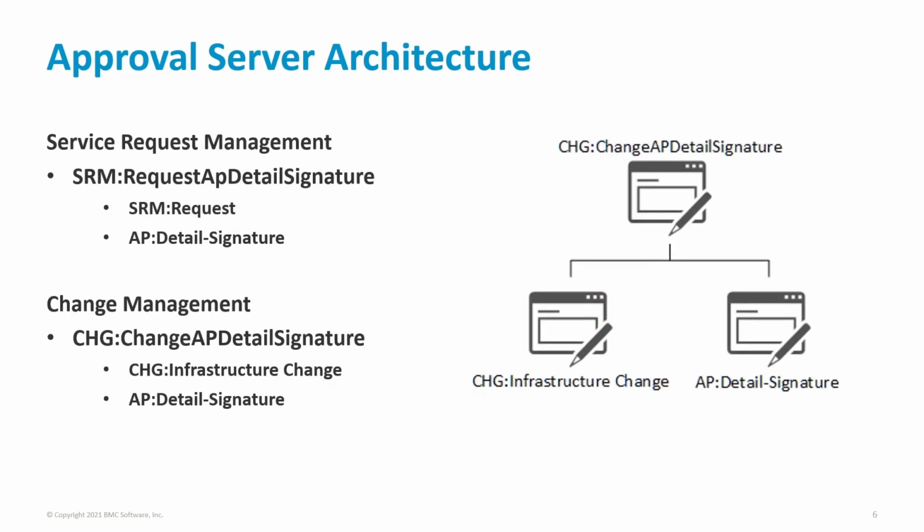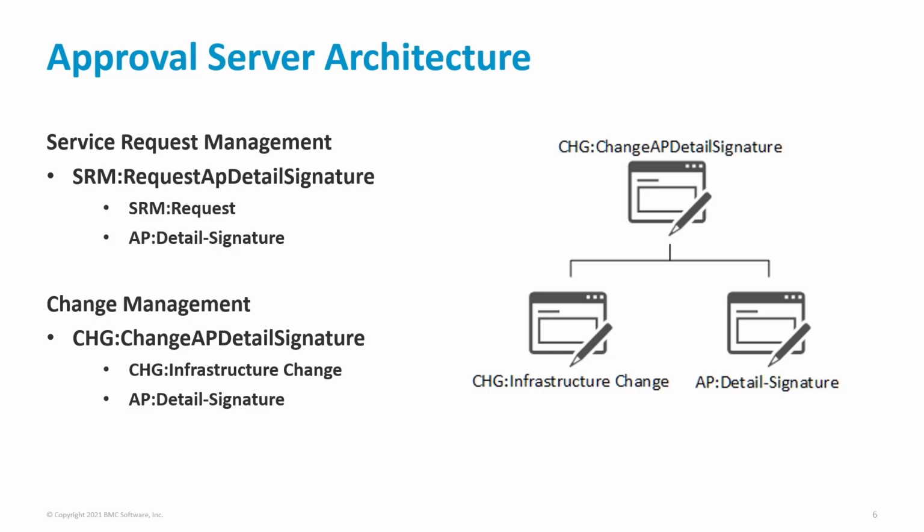So one of the key things with approvals that you can actually play with and look at, and is really important, is what we call the three-way join form. Every application that interacts with approvals has what we call a three-way join form. In this case, you have two: service request management and change management, and the join form names are SRM request AP detail signature or CHG change AP detail signature. Those two forms are what allow the applications, change management and service request management, to start the approval process, and they allow approval server to update the statuses as the approvals move along.